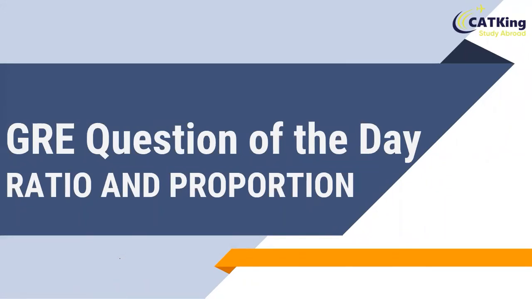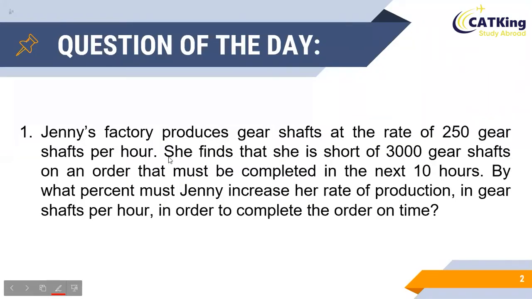Today we will discuss a question on ratio and proportion, which is one of the most interesting as well as important concepts in GRE mathematics. As you can see, our today's question is a numeric entry question, wherein it is given that Jenny has a factory that produces gear shafts at the rate of 250 gear shafts per hour. Next, it is given for a particular order she needs 3000 gear shafts within the next 10 hours, and we are asked to calculate what must be the percentage increase in the rate of production so as to complete the order within the given time.